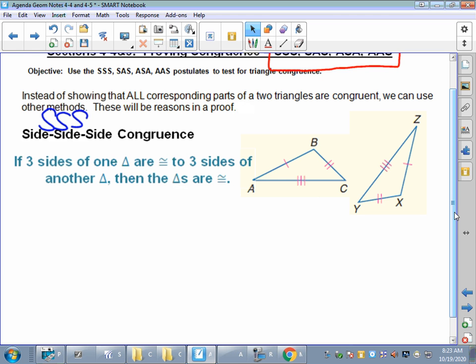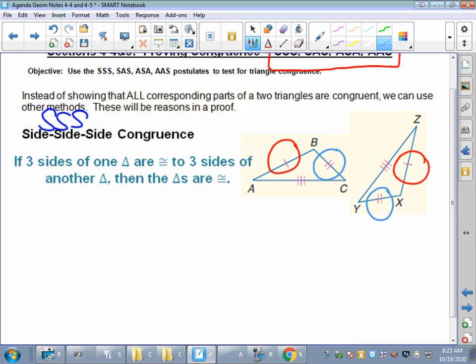We just notice that all three pairs of sides are congruent. So even though my triangles don't look fabulously congruent, notice AB is congruent to ZX, BC and XY, and AC and ZY. Therefore, we can say that those triangles are congruent.